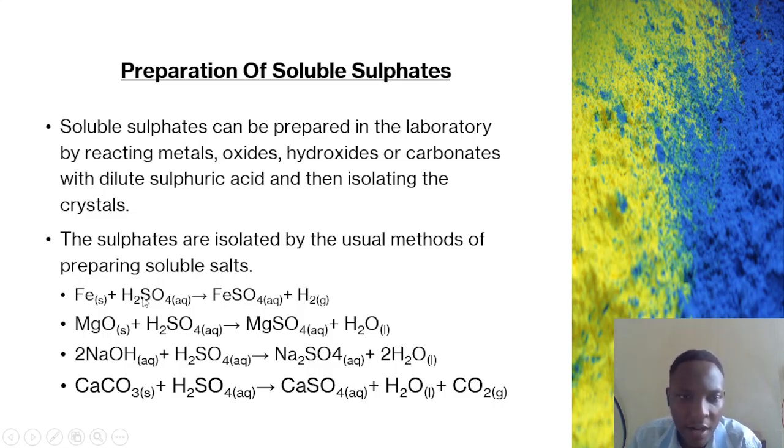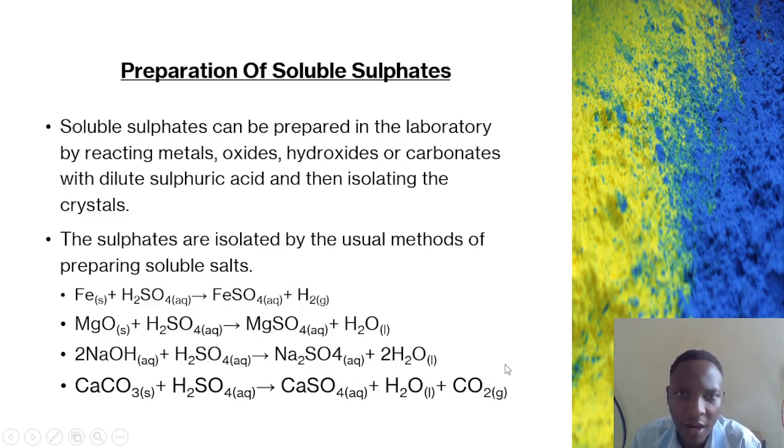Iron plus dilute sulfuric acid results in iron sulfate plus hydrogen gas. Magnesium oxide plus dilute sulfuric acid leads to magnesium sulfate plus water. Sodium hydroxide plus sulfuric acid gives sodium sulfate plus water. Calcium carbonate plus sulfuric acid leads to calcium sulfate plus water plus carbon dioxide gas.